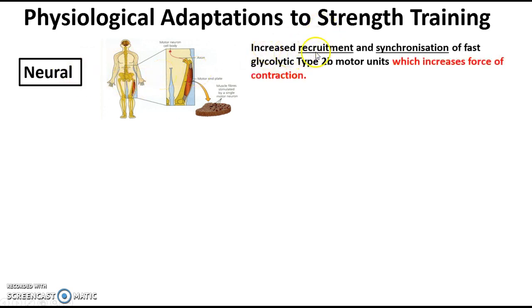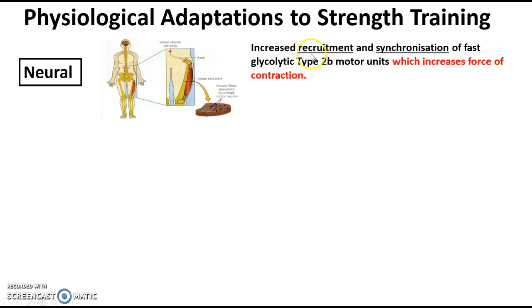The first adaptation neurally that takes place as a result of strength training is that there is an increased recruitment and synchronization of fast glycolytic type 2B motor units, and because of that, there is an increased force of contraction. For people who aren't quite sure what this means, we know what a motor unit is. If you do lots of strength training, it means that you recruit more fast twitch glycolytic 2B fibers. So your brain switches on the motor units that are required for explosive, forceful contractions.